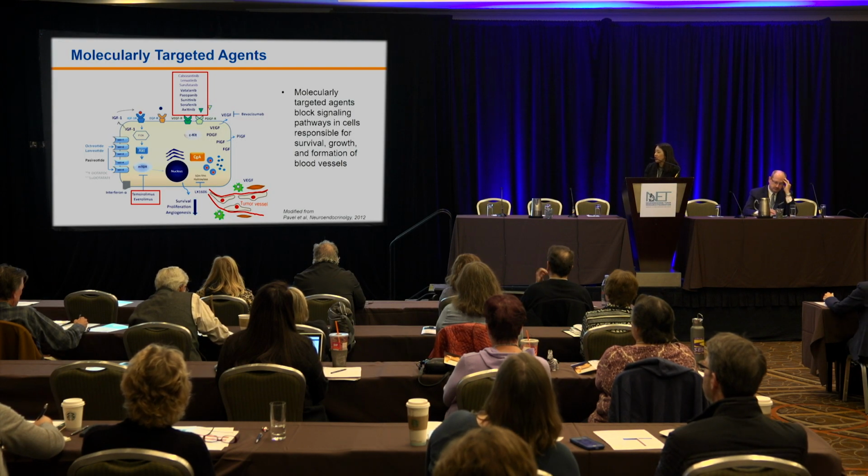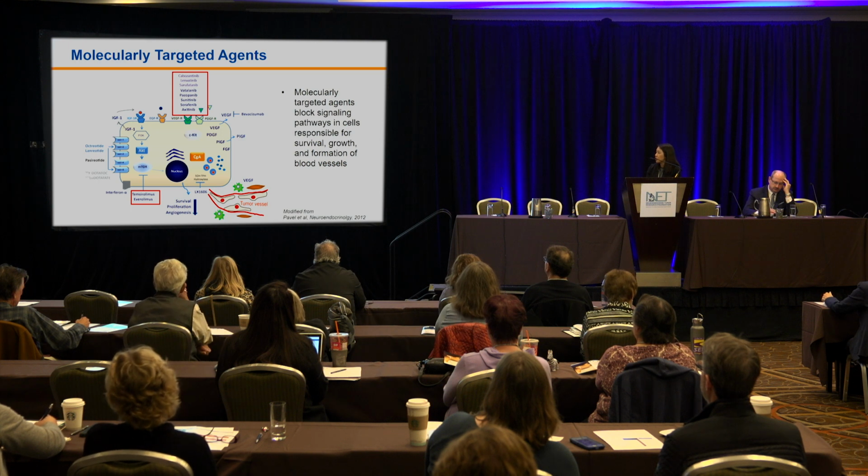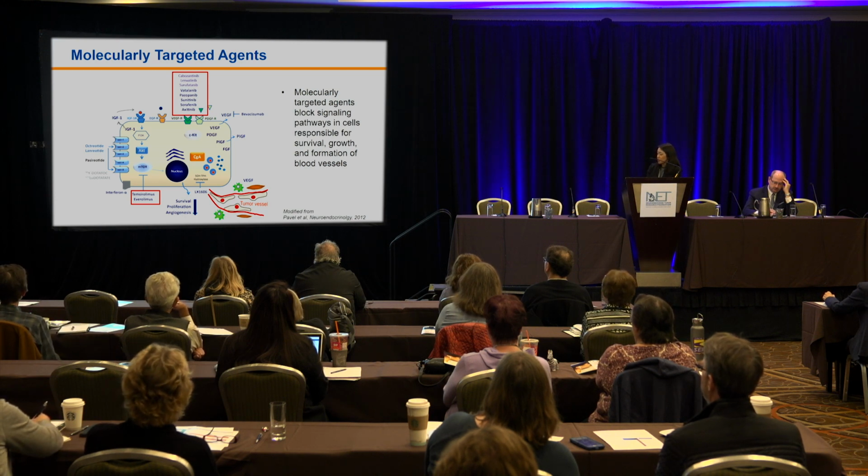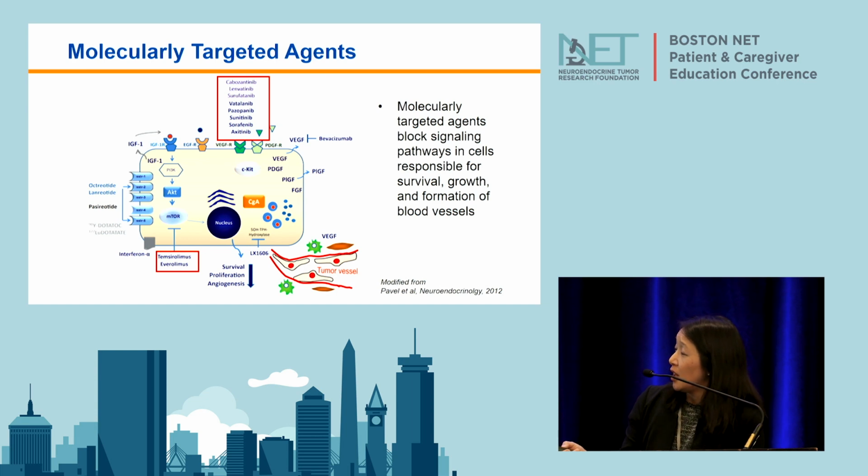Molecularly targeted agents are a class of medications that also are used to treat neuroendocrine tumors. What this figure shows, again, is a cancer cell that has various receptors. Some of these receptors are involved in the signaling that drives cell growth and cell proliferation. There are agents that can bind to those receptors to block that signaling pathway, to then block these processes that are responsible for the growth and spread of disease, and also the growth of blood vessels that support this process of growth and spread.